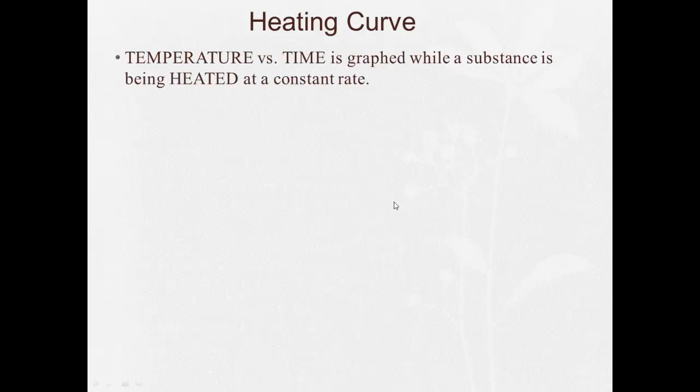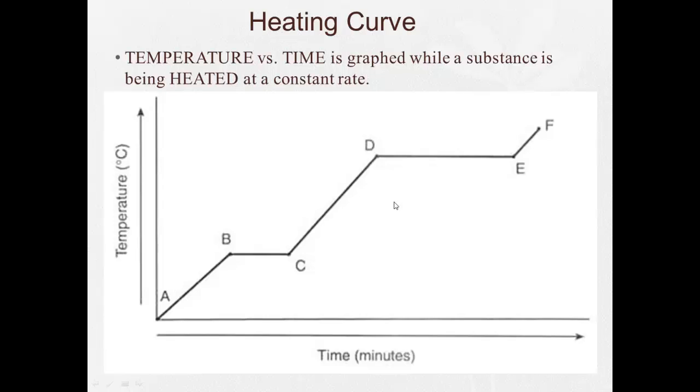So first we're going to take a look at our heating curve. A heating curve is temperature versus time graphed while a substance is being heated at a constant rate. So if we look here at our heating curve, on the x-axis we have time. As time goes on, we're adding heat at a constant rate. And on the y-axis here, we have temperature. So we can see overall, as we add heat, the temperature increases. All right, so let's label a couple of these things.